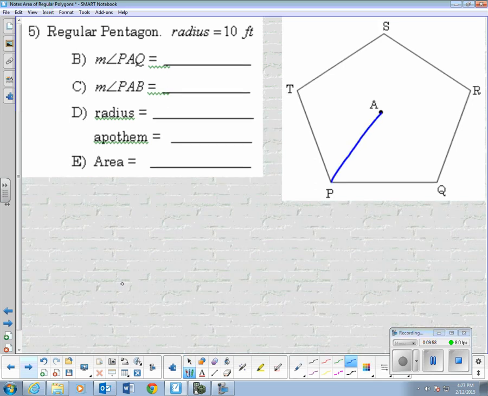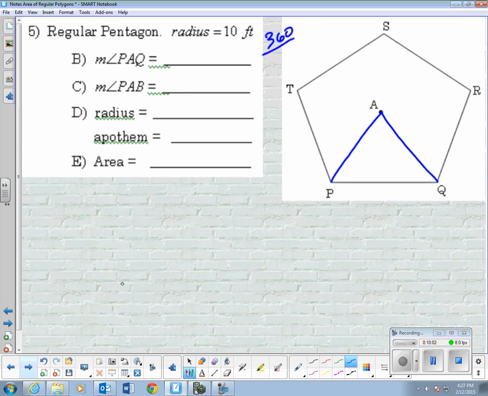Let's create our central angle. That's 360 divided by 5. So that's 72. So this is 72 degrees. So from here to here is 72 degrees. We put our apothem in to create that PAB. There's a right angle there. And so it bisects, so that's 36 degrees right there.